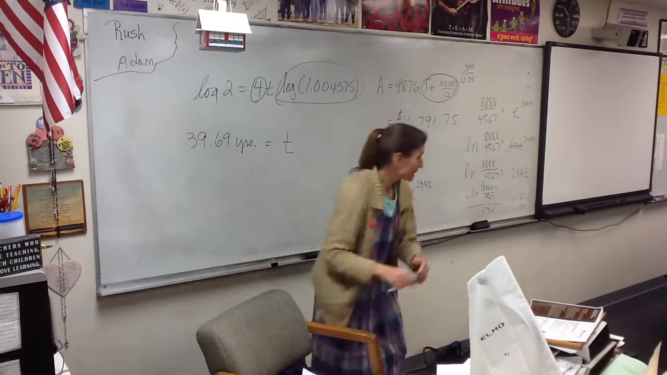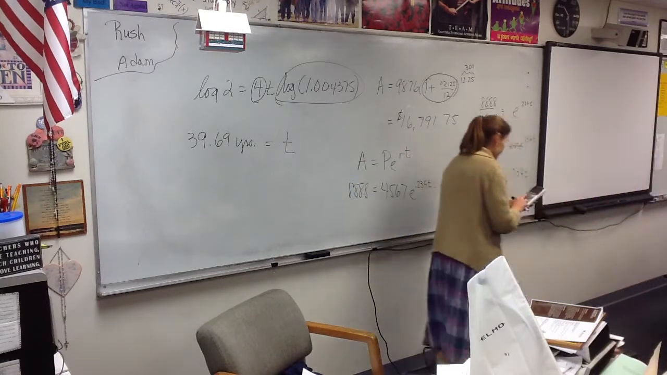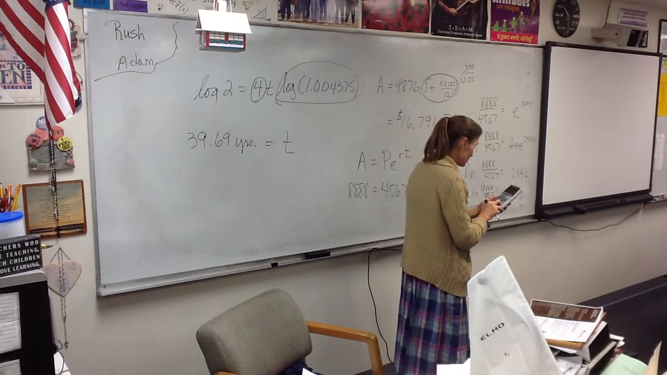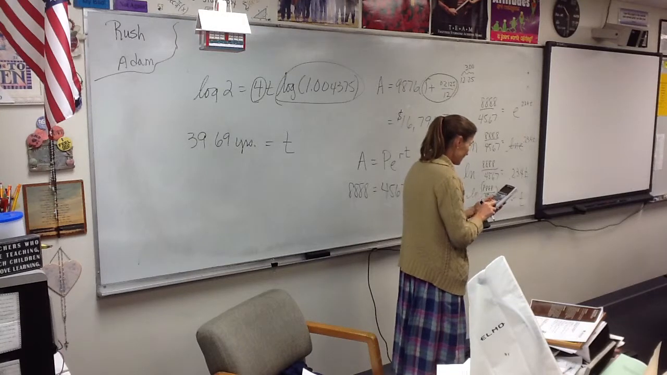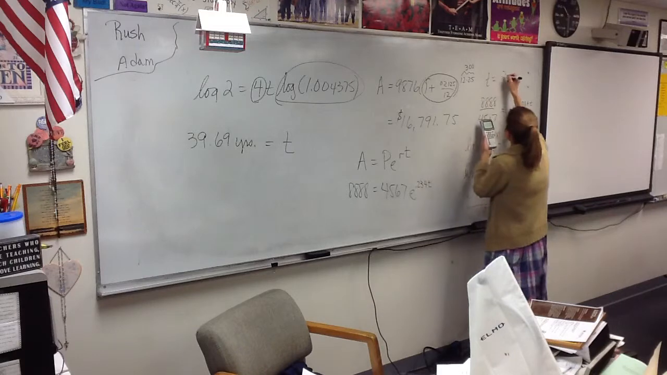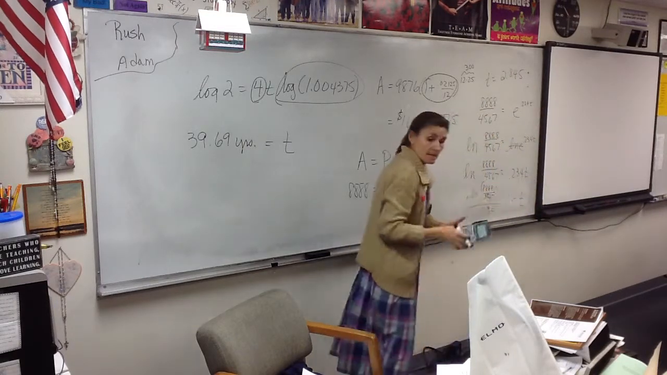Can we do that in a couple of seconds here? ln 8888 divided by 4567, divided by 0.234. The answer is 2.845? Yep. That sounds right.